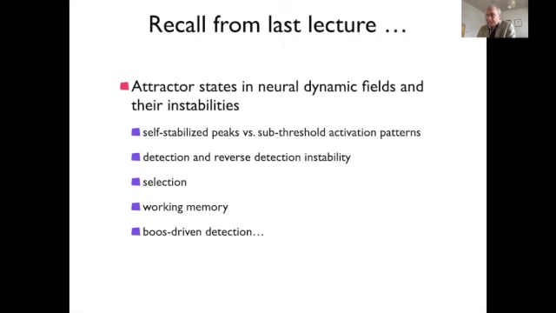So they are sort of off states. And we looked at how the self-stabilized peaks arise from the sub-threshold activation patterns in the detection instability. They arise, I'll say more about that in a moment, and disappear again in the reverse detection instability. And I showed you the capacity for fields to make selection decisions in the simulations very briefly, and I expand on that a lot today.